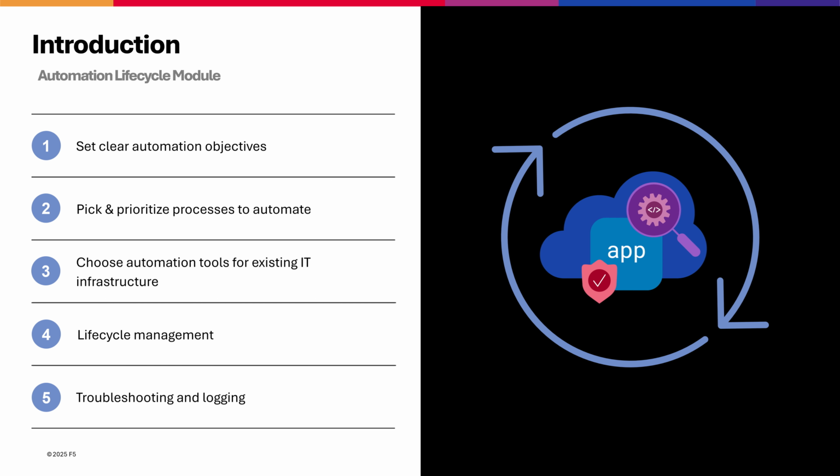We'll also dive into important topics like lifecycle management, troubleshooting, and logging. We will discuss tools like BigIQ, BigIP iHealth, and external monitoring and logging solutions. In this part, we'll explore how to operationalize automation in an enterprise environment. By the end of this video, you'll have a solid understanding of how to define your automation objectives, select and prioritize processes, integrate automation into your existing IT infrastructure, and evaluate the right tools for your needs.